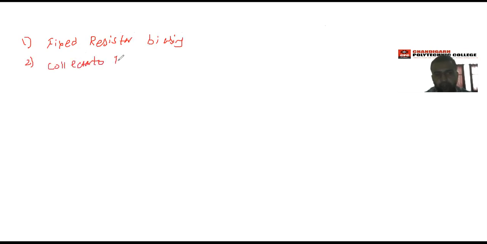There are four types of biasing. First is fixed resistor biasing. Second is collector to base biasing. Third is emitter resistor biasing.